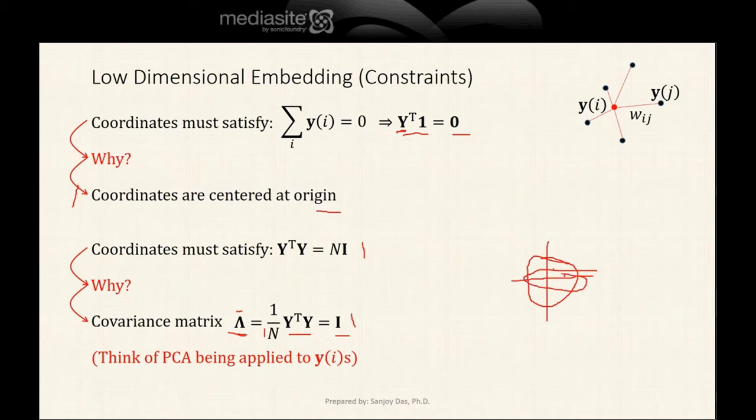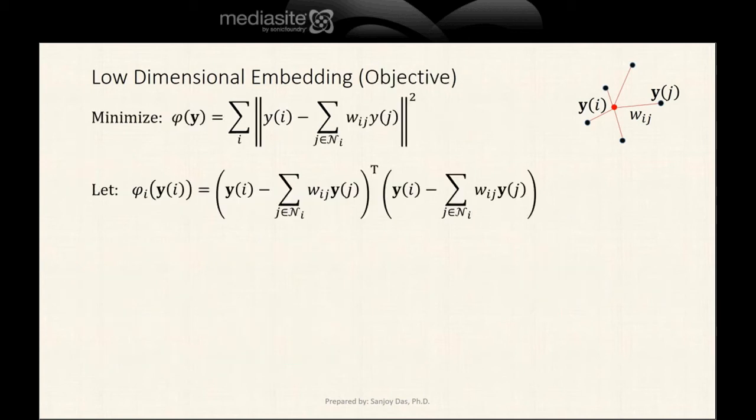So these are the two constraints that we shall impose on our problem. What are the two constraints again? Y transpose Y equals N I. In other words, the covariance matrix should be equal to the identity matrix, and the coordinates should be centered at the origin so that Y transpose 1 equals 0. And this is our problem.